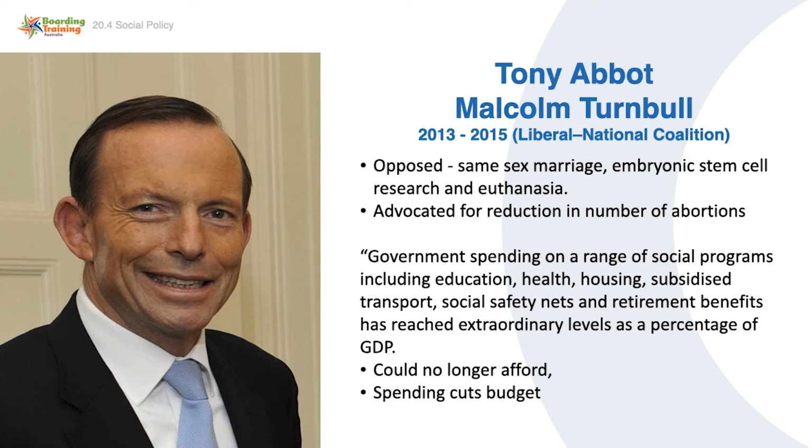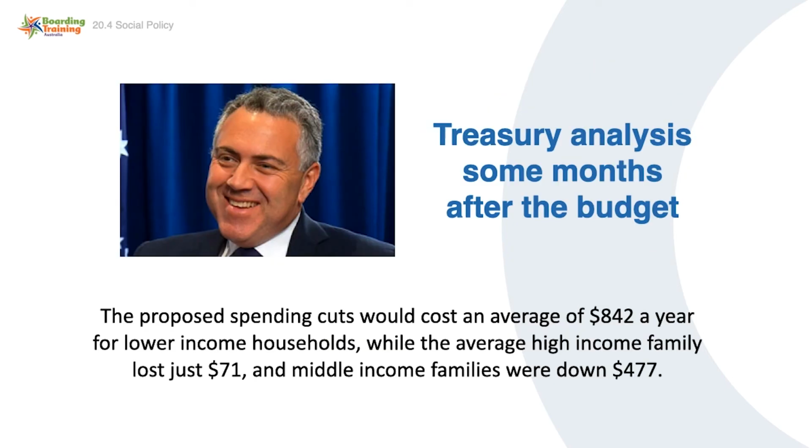And so he brought in this spending cuts budget, and it was a really unfair budget. Treasury analysis some months later showed that the proposed spending cuts would cost an average of $842 a year for low-income households, while high-income households lost $71. So it was quite unfair.